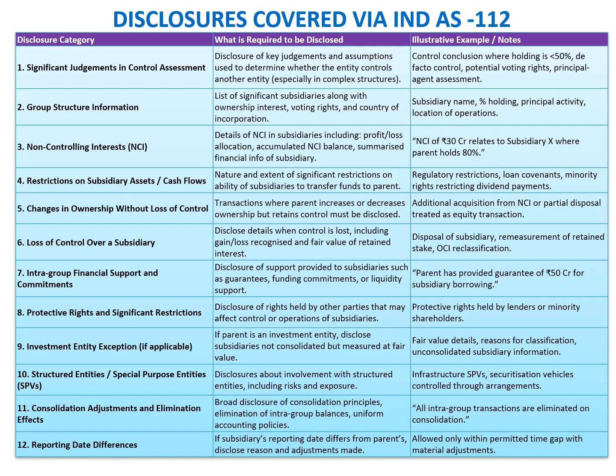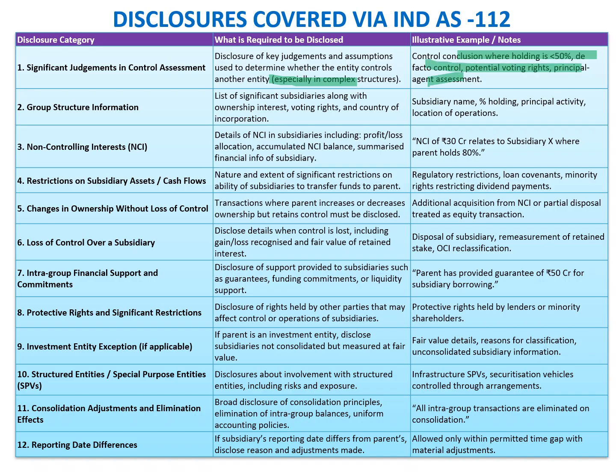Okay, now we'll quickly talk about the disclosure. Though disclosures are largely going to get covered under Ind AS 112, we'll quickly have a snapshot here to understand what kind of disclosures are going to get covered. Disclosures are largely on the significant judgment in the control assessment, and disclosure of the key judgment and the assumptions used to determine whether the entity controls another entity. Example, control conclusion whether holding is less than 50% and de facto control, potential voting right, and the principal assessment.